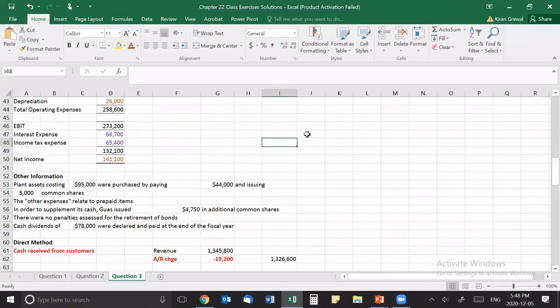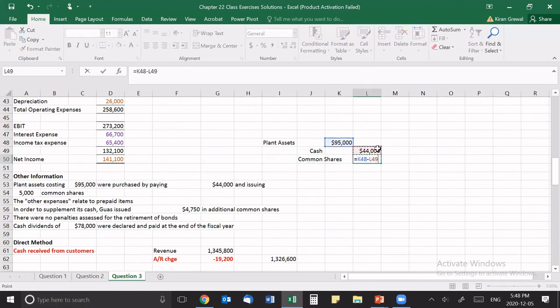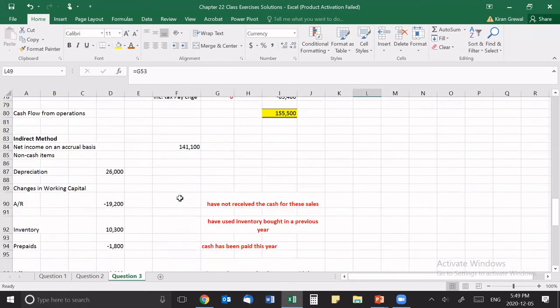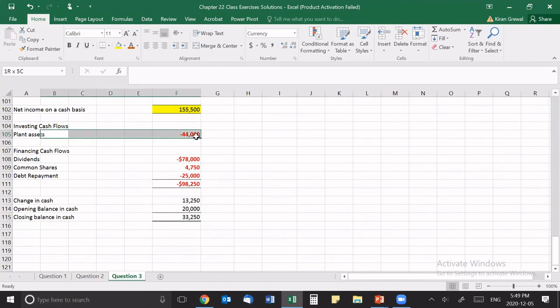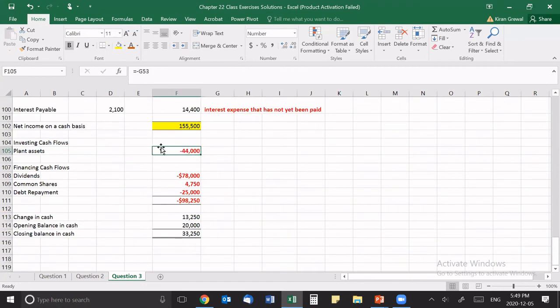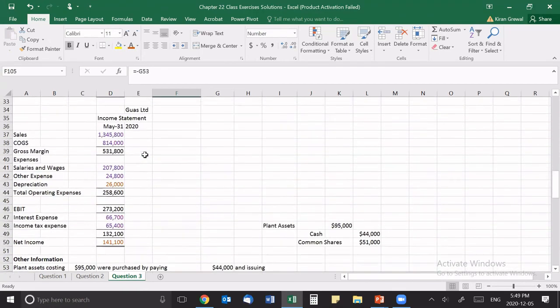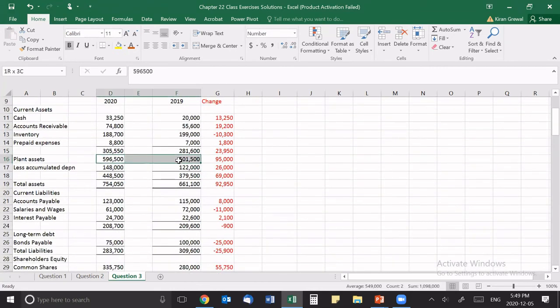If you want to think about what was a journal entry that they did, they debited plant assets for the full amount, which was the 95,000. They only paid cash of 44,000, and the rest of that was to issue common shares. So then they would have credited common shares by the difference there. So 95,000 minus 44,000. Okay, so the only cash they paid on the plant assets was 44,000. So we're going to deduct 44,000 from our investing activities. And we don't have any other long-term assets, we just have that one. So it's just the plant assets. So that's the only thing that's going to go into investing activities.